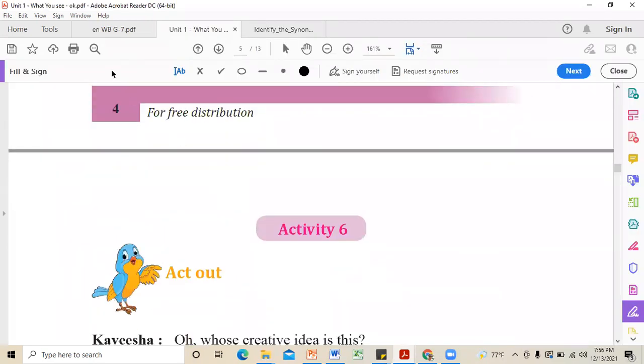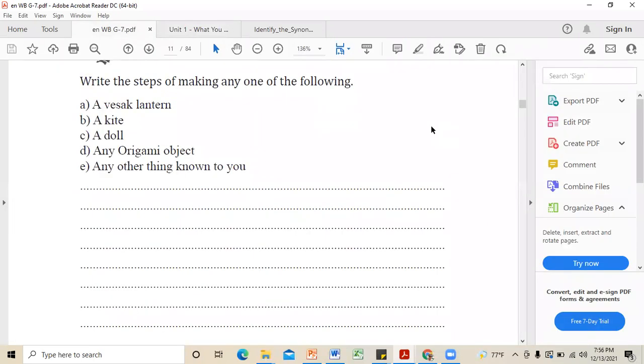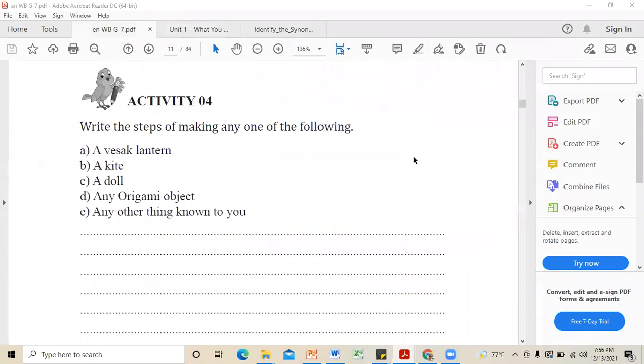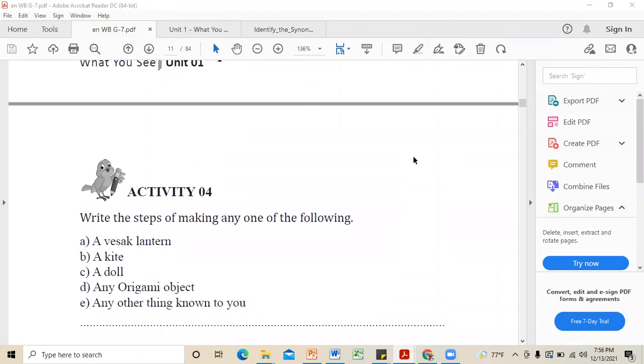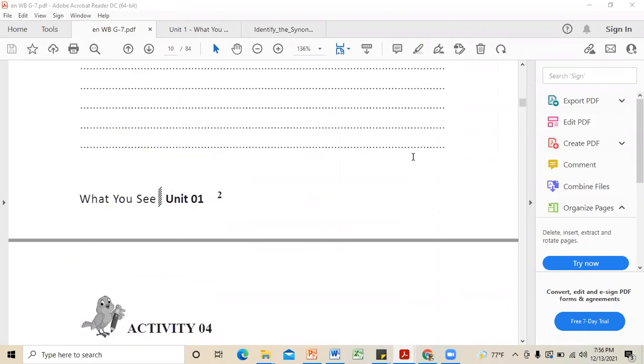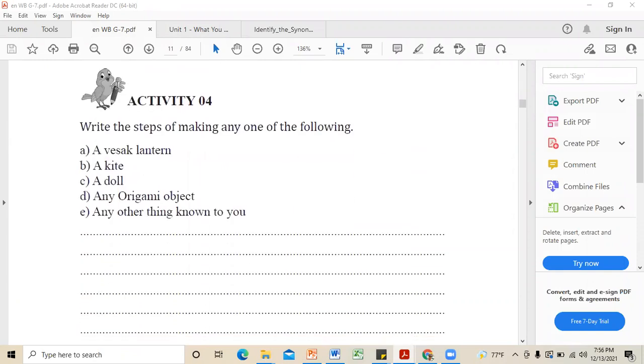So after this, since we are almost running out of time, this one I would like to give you as the homework, right? So when you are coming to the lesson next, this Wednesday, right? So activity 4 in your workbook. What is the activity? Write the steps of making any of the following, right? So you are given 5 choices, or a list of different things. Out of this list, you can decide or select anything you like to write about, right?